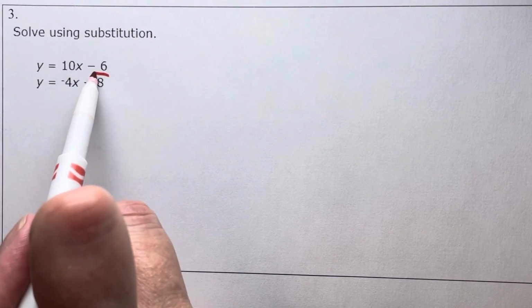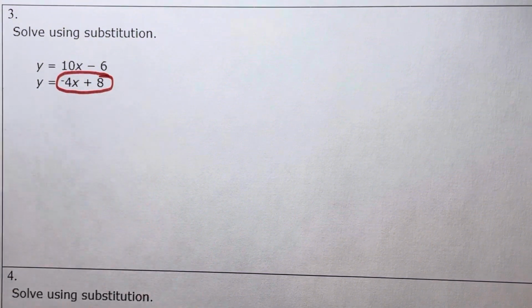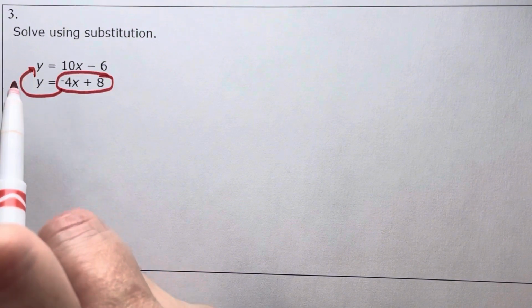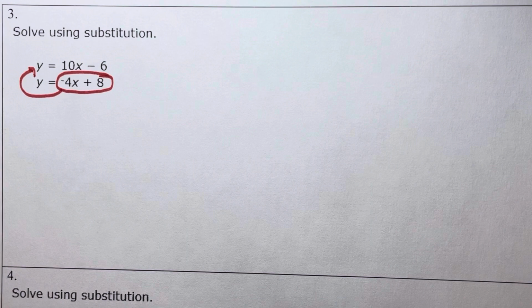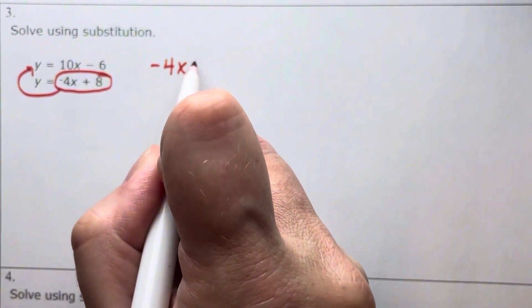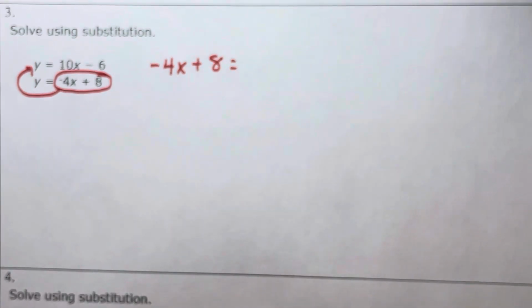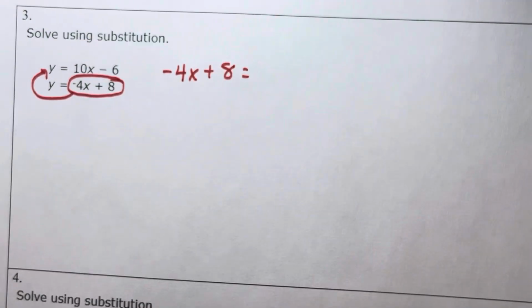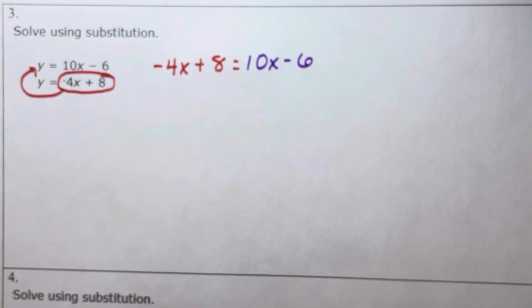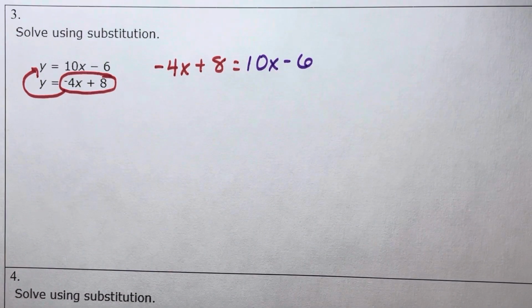So we circle up one of these equations. Truthfully, it does not matter which one. I chose the second one. And we are going to replace the y in the first equation with our circled information. Let's see what that looks like. So we end up with negative 4x plus 8 equaling 10x minus 6. Okay, let's begin solving for x.